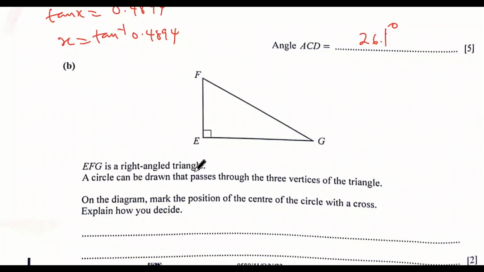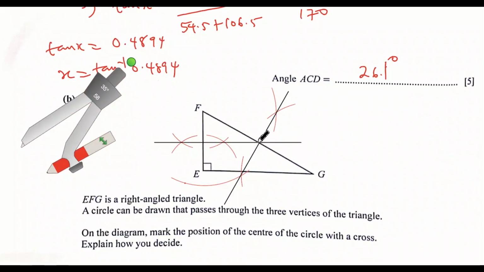EFG is a right angle triangle. A circle can be drawn that passes through the three vertices of the triangle. On the diagram, mark the position of the center of the circle with a cross. Explain how you decide. Okay, so for you to mark this, you need to bisect two sides. So let's bisect two sides. So you can now mark point X here. You can cross this. This is where the two bisectors meet.